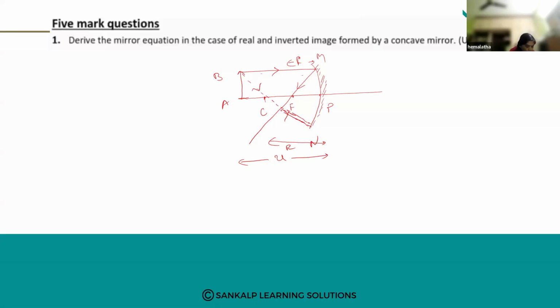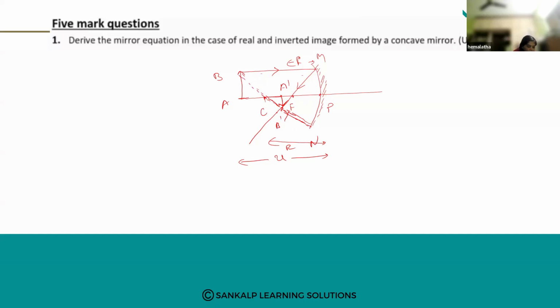Now if that is the case, where is the image formed? It is formed here. This is the image formed, A dash and B dash. Understood? This is P. This is C. Write it down properly. It should pass through the C.